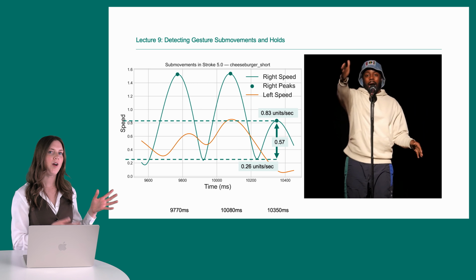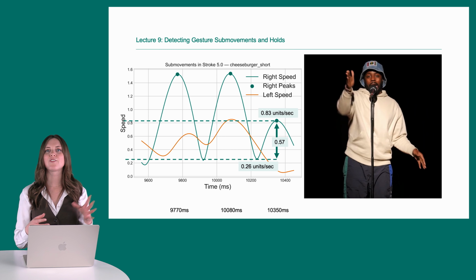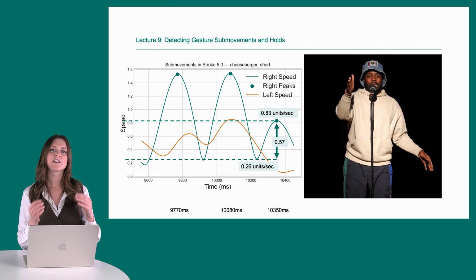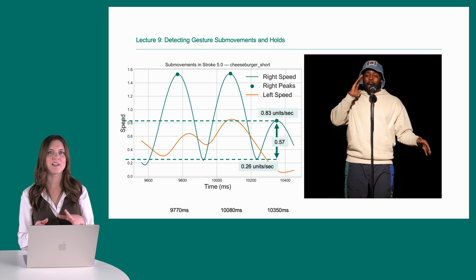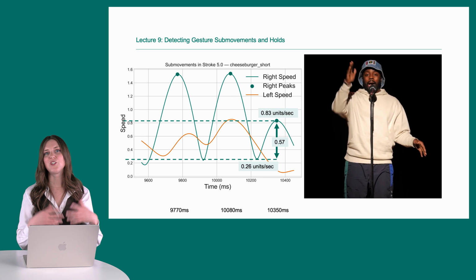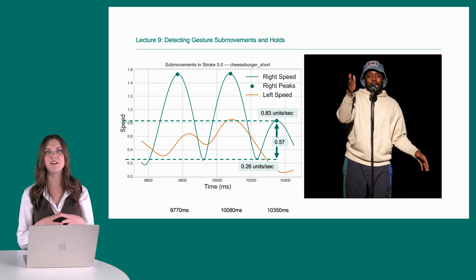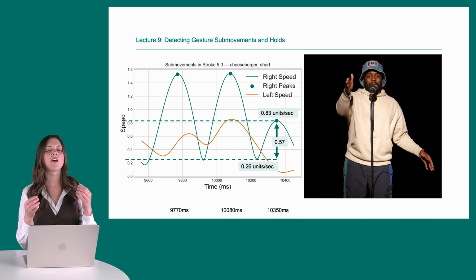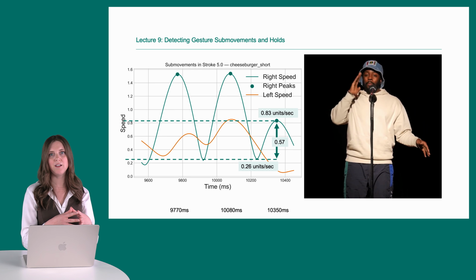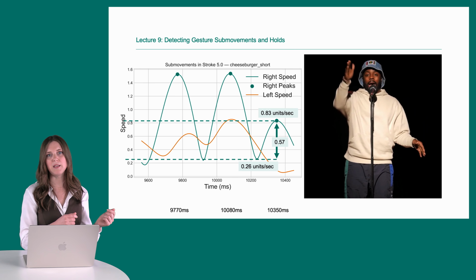Now let's take a look at prominence. The valley next to our smallest peak has a speed of 0.26 units per second. And we just said the height of the peak is 0.83 units per second. So we would need a prominence of at least 0.57 to detect this as a speed peak.